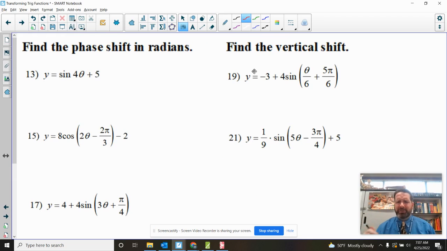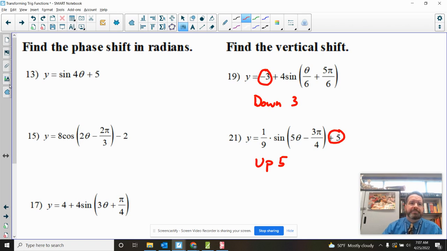I want to do the vertical shift first, only because that's so much easier. I'm looking for the number that is either added or subtracted separately off the front or the back of the trig function. So this is negative, so we're going to be shifting down 3 units. That's where your midline will be at y equals -3. Second one here, okay, that's on the back, so it's a +5, so the midline will be at y equals 5. So that is a shift up 5 units.